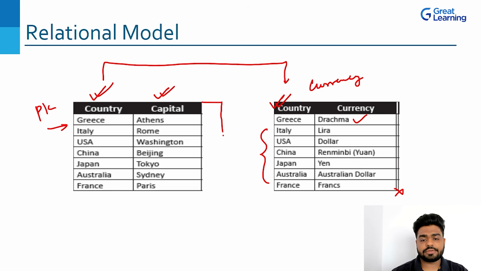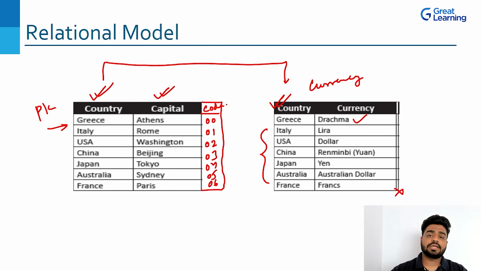Now suppose I have one more column here, which is, let's say, country code, okay? So we have some random codes. We have 0, 0, 0, 1, 0, 2, 0, 3, 0, 4, 0, 5, 0, 6, something like this, right? Now country code is a much more uniquely identifying thing when you talk about this table, because country code can be a primary key also, correct?